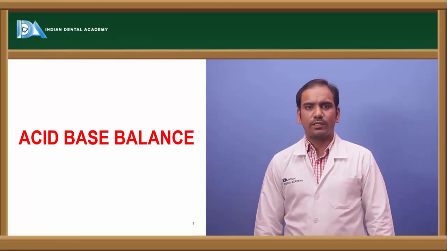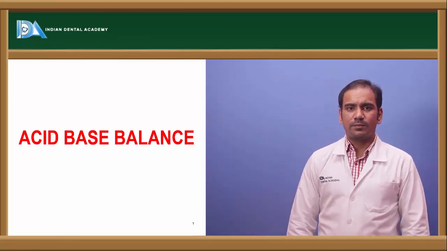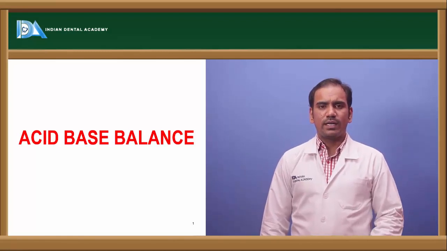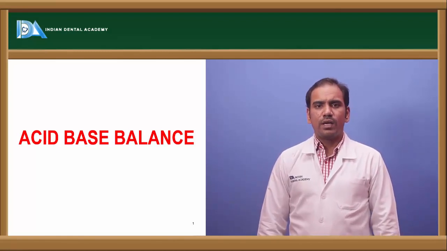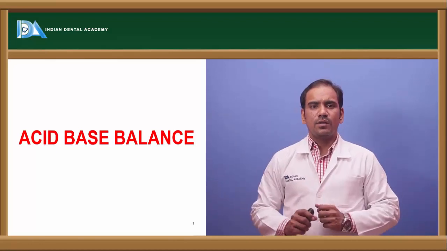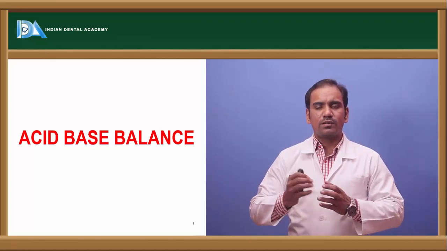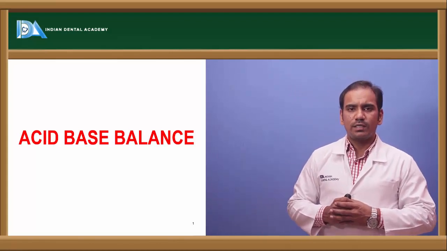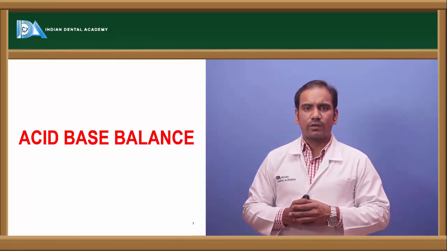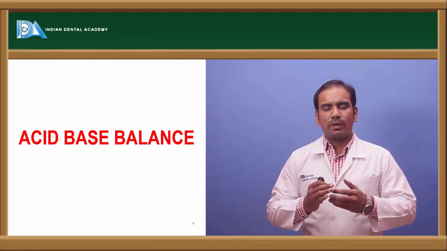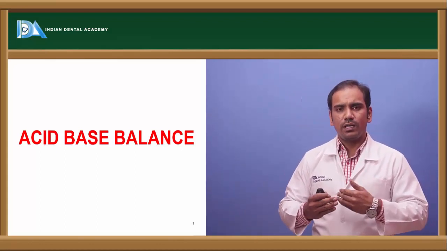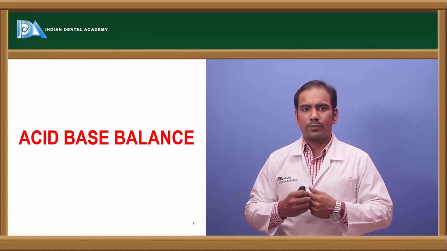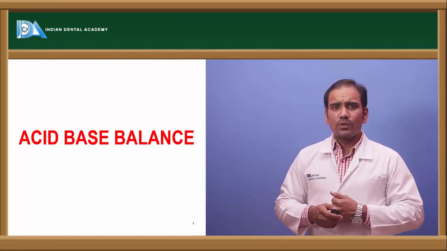Coming to our next chapter, acid-base balance. So, we have to maintain the exact appropriate concentration of H plus ions in the cells so that it won't affect the cellular metabolism. The normal pH of the blood plasma is 7.35 to 7.45. So you have to maintain the pH within this range, that is between 7.35 and 7.45.